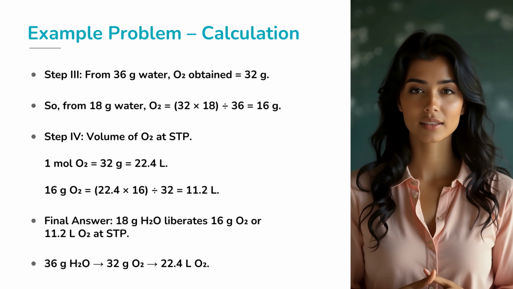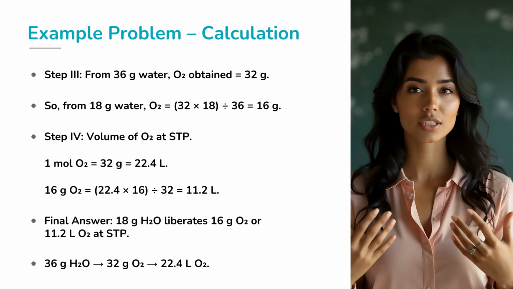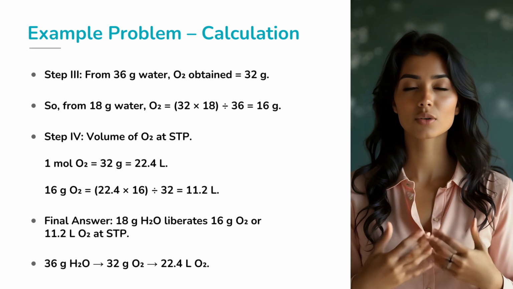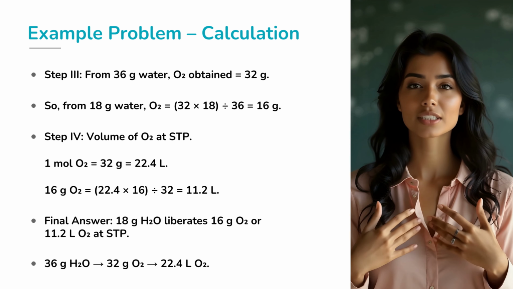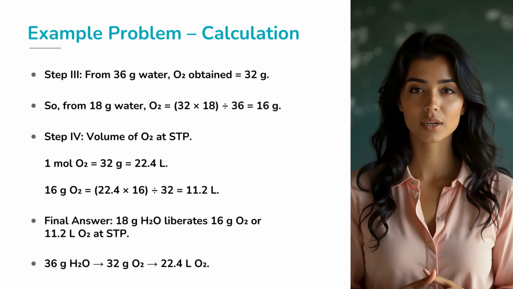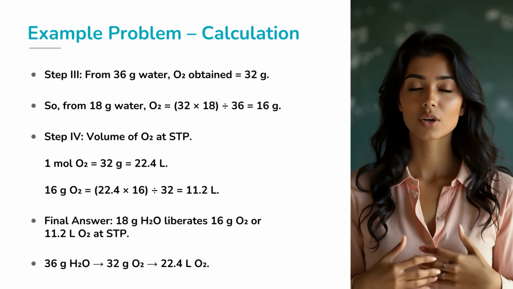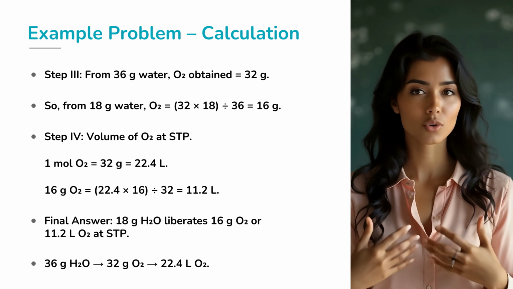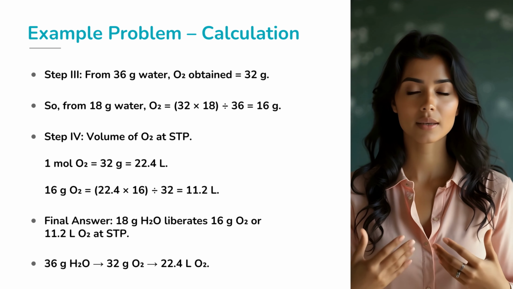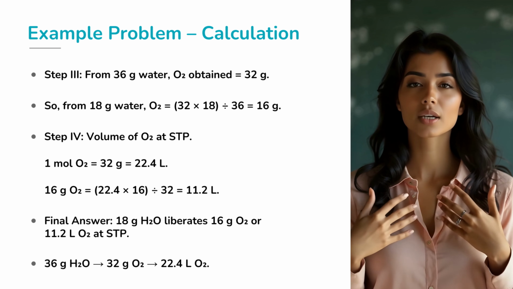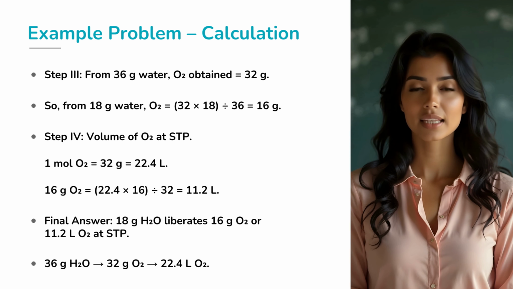Now for the actual math. From the equation, 36 grams of water liberates 32 grams of oxygen. So if we only have 18 grams of water, we get 32 times 18 divided by 36, which equals 16 grams of oxygen. But the problem also asks for volume. At STP, 1 mole of oxygen, which is 32 grams, occupies 22.4 liters. That means 16 grams of oxygen will occupy 11.2 liters. So, from 18 grams of water, we can predict exactly 16 grams or 11.2 liters of oxygen at STP.